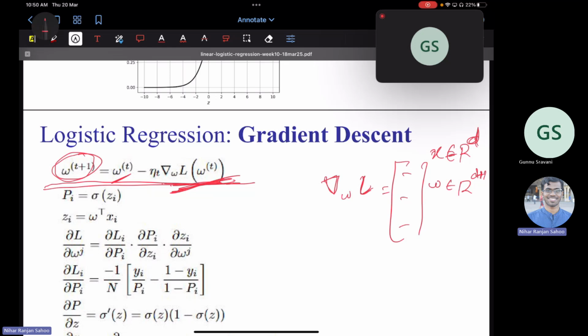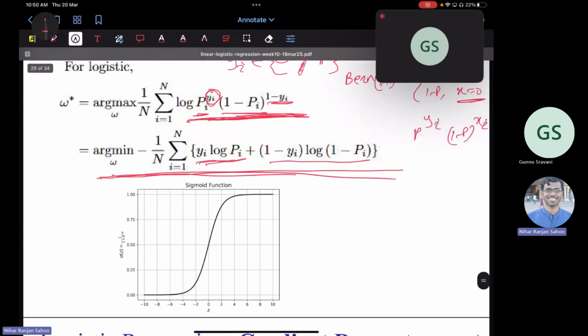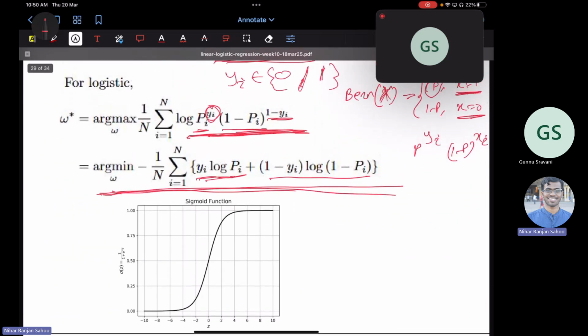So whatever each term represents, it's the derivative of L with respect to each ith parameter of the parameter vector, right? So that will be a single column vector, and that will have these entries. But if you see L, this is our loss, right? This is our loss that we want to minimize.